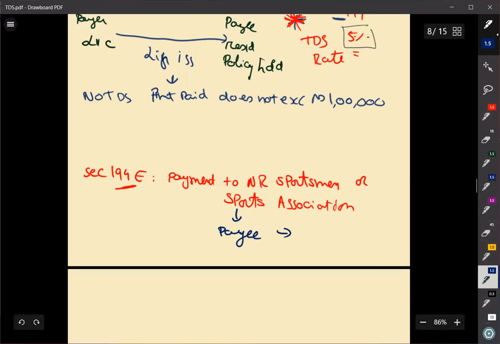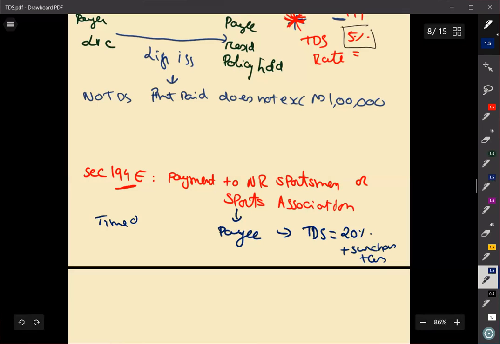So what is the rate of TDS? 20% is the rate of TDS. So 20% plus you need to also apply something called as your surcharge. You need to also apply something called as your cess. So the total TDS in this case will be 20% plus surcharge plus also the cess component. So the total will be called as the rate of TDS.